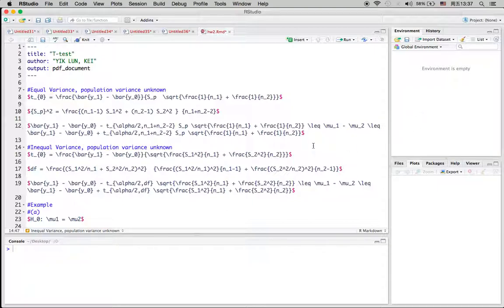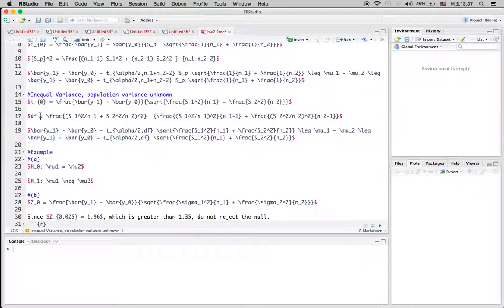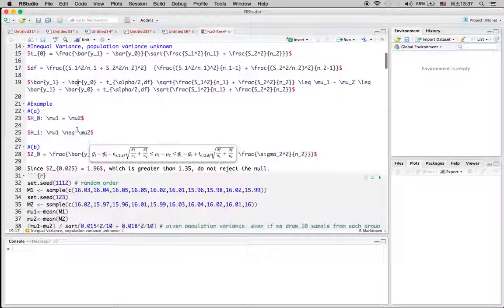And in the second condition, if the variances of the two populations are not equal, and we don't know the exact number for the variance, then we're going to use a different formula to calculate the t-score, the degrees of freedom, and the confidence interval.